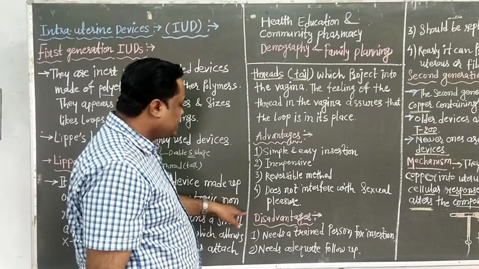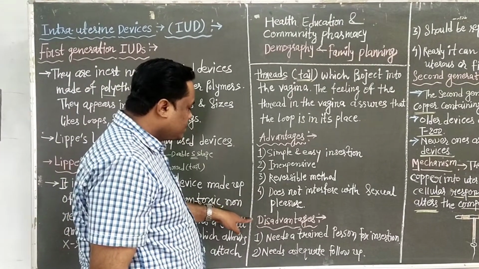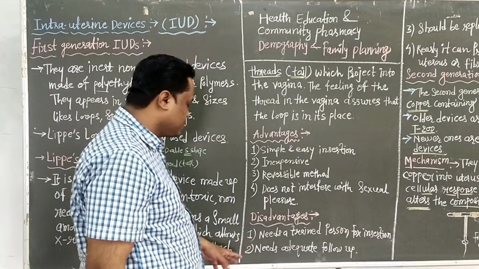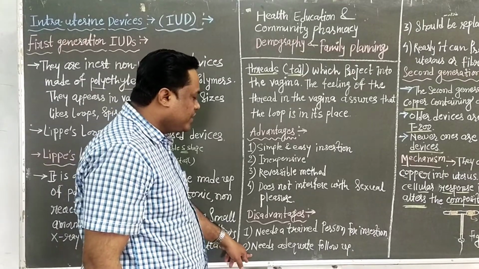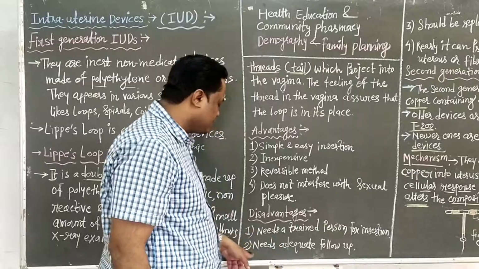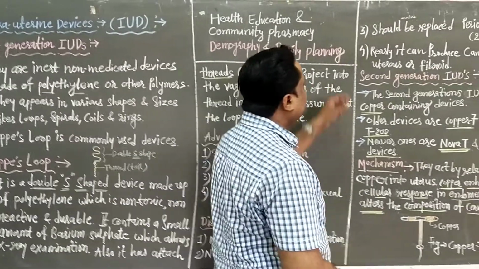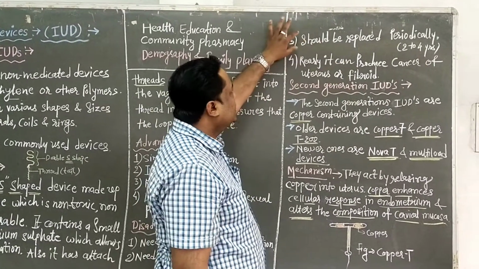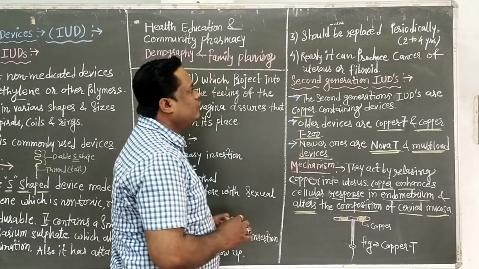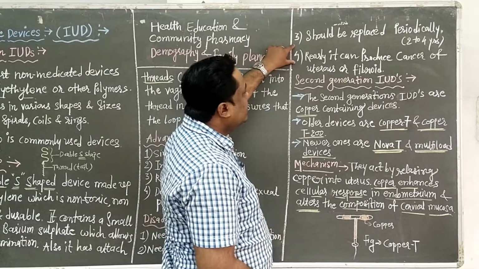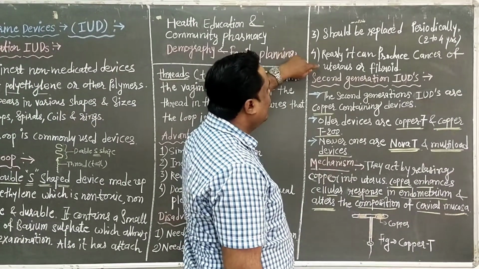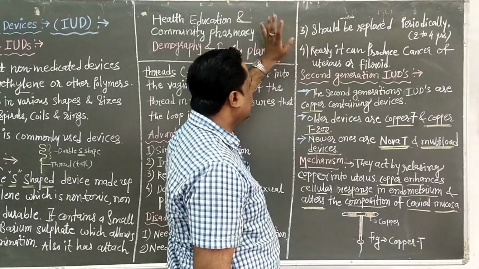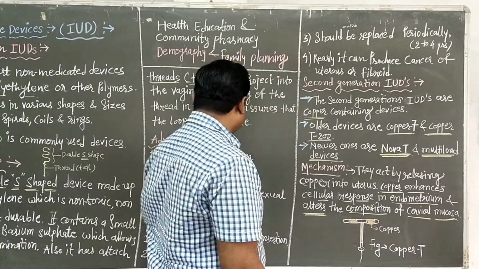Then we have to see the disadvantages. The first is that for insertion, it needs a trained person. Second, it needs adequate follow-up with the physician. Third, it should be replaced periodically, that is, every 2 to 4 years. The next is that it can rarely produce cancer of the uterus and fibroids. Fibroids means growth in the uterus. So these are the disadvantages of this Lippes loop.